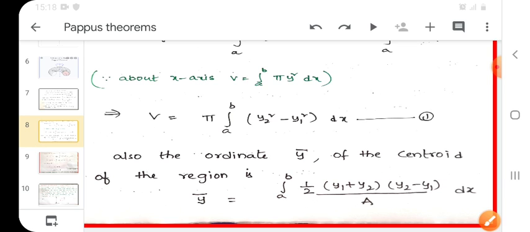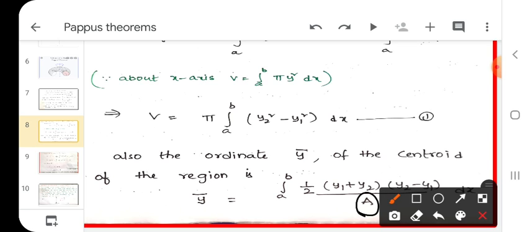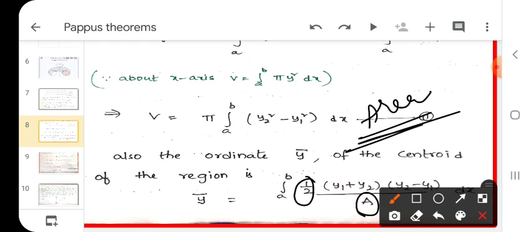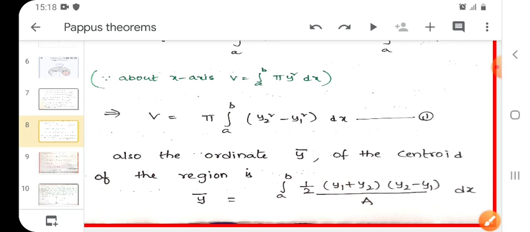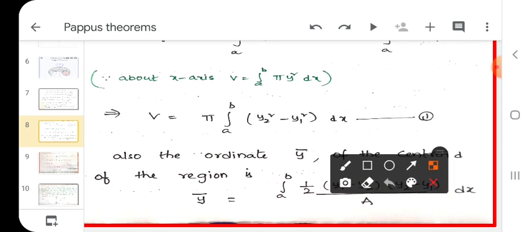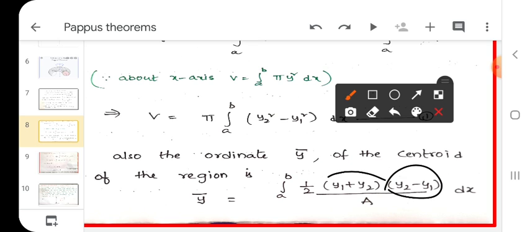Next, from this, what is the constant? What is A here? Capital A denotes the area of the region. Area means a constant, and 1 by 2 is also a constant here. y1, y2 are functions of x. So we integrate only y1 and y2, and 1 by 2A is a constant, so I write it outside. I write 1 by 2A outside. And what is the value of y2 minus y1 into y2 plus y1? This is equal to y2 square minus y1 square.